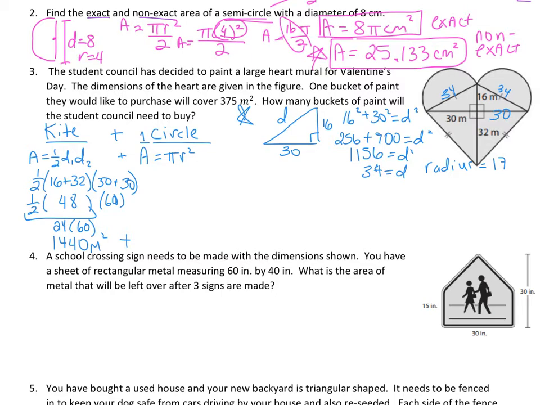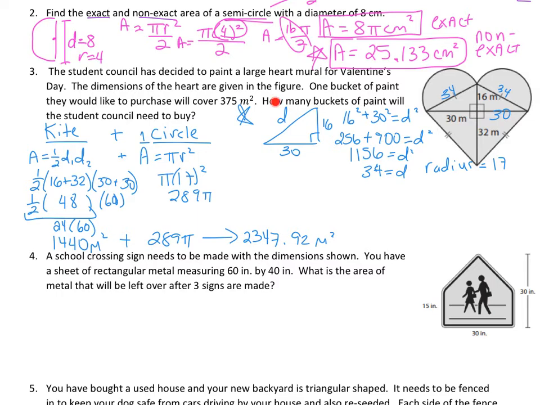So when we come over here, we can take 17 squared, and that gives us 289, and then we still have our pi. So let's go ahead and add that with the 1440, and then our total answer would be 2,347.92 meters squared.